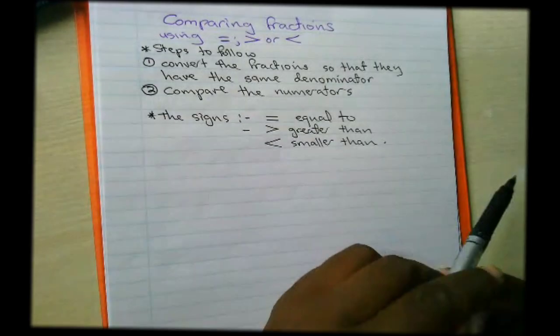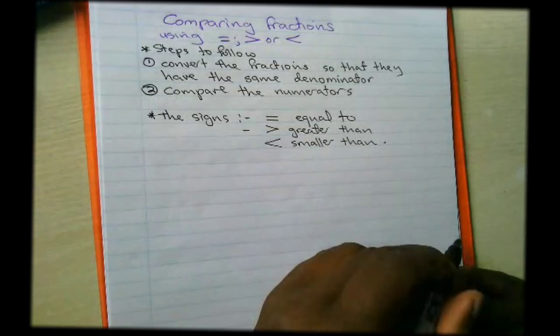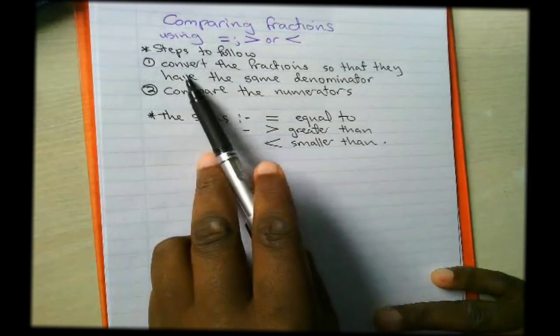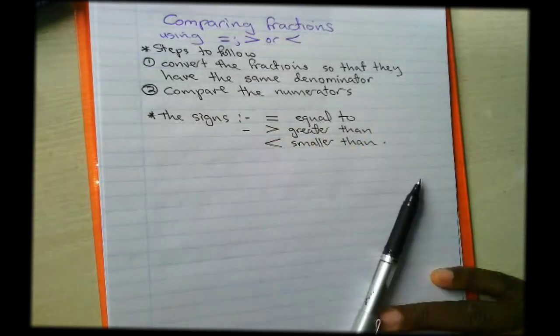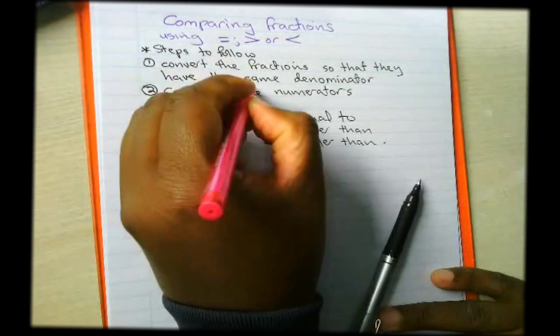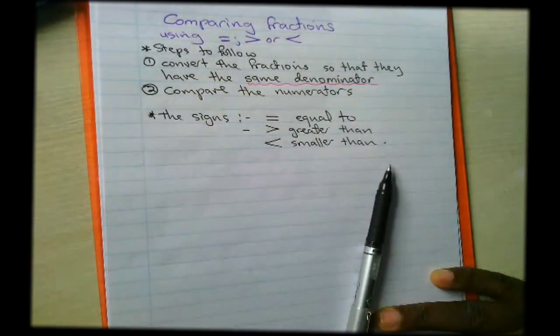We want to look at fractions, comparing fractions, and in comparing fractions we are using these signs. Now, the steps that we have to follow as we are comparing fractions: number one, convert the fractions so that they have the same denominator. That is the first step. If they do not have the same denominator, you will not be able to compare them. Compare them after converting them to the same denominator.